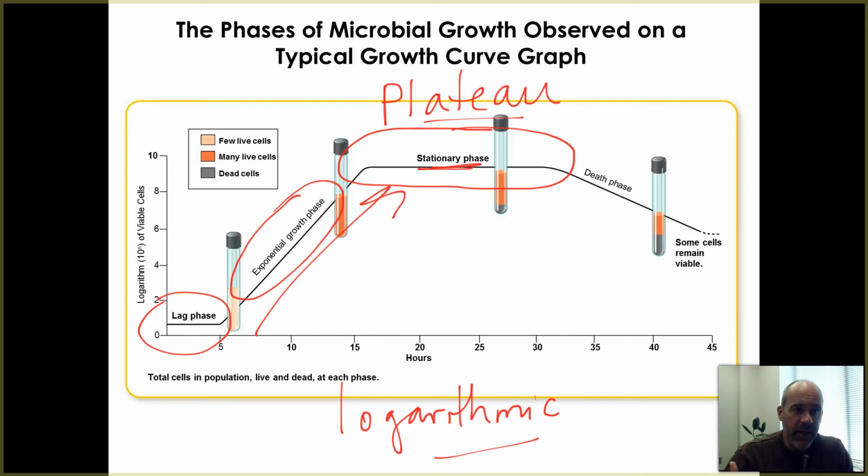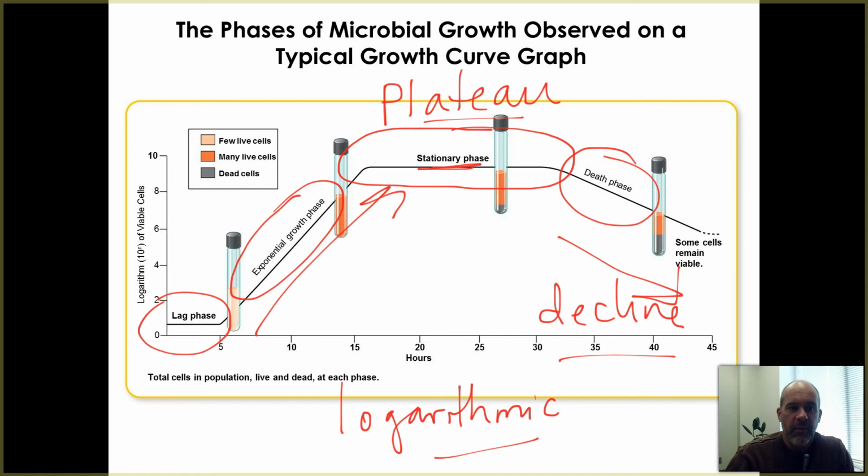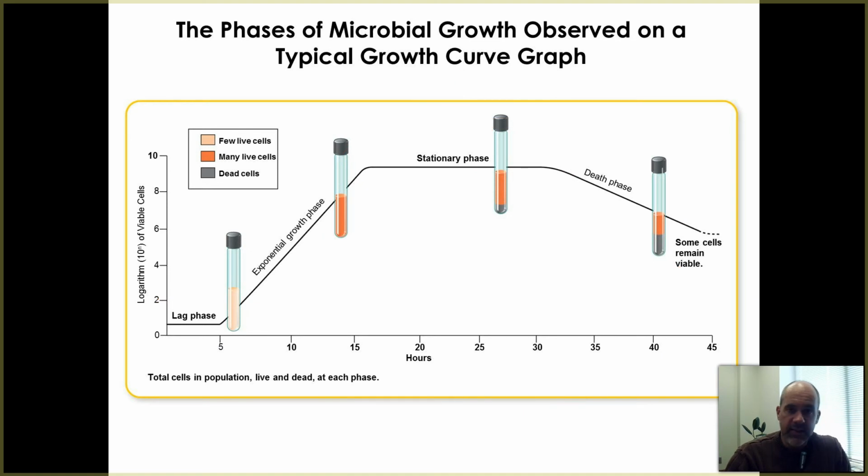Then if you just kept incubating this culture, eventually you would hit what's called the death phase or the decline phase, where some cells are still alive, are viable, but other cells are dying. A lot more cells are dying than new cells are being created or are remaining viable, so your population starts to go down. So this is typically what you would see, and when we study disease stages later in the semester, you'll see that the populations of microbes, when you have an infection, follow a similar pattern when they're feeding off of the human body as well.